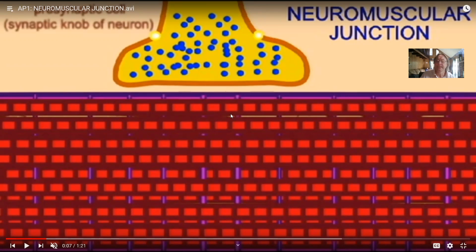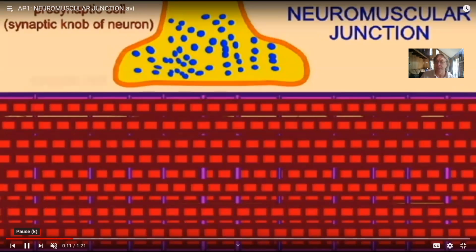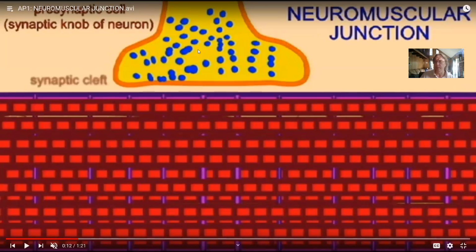When it reaches the synaptic knob, there is another type of ion channel there, which we did not discuss earlier. It is a calcium channel. Calcium channels then open, and this brings calcium into the synaptic knob as a result of the action potential reaching here.